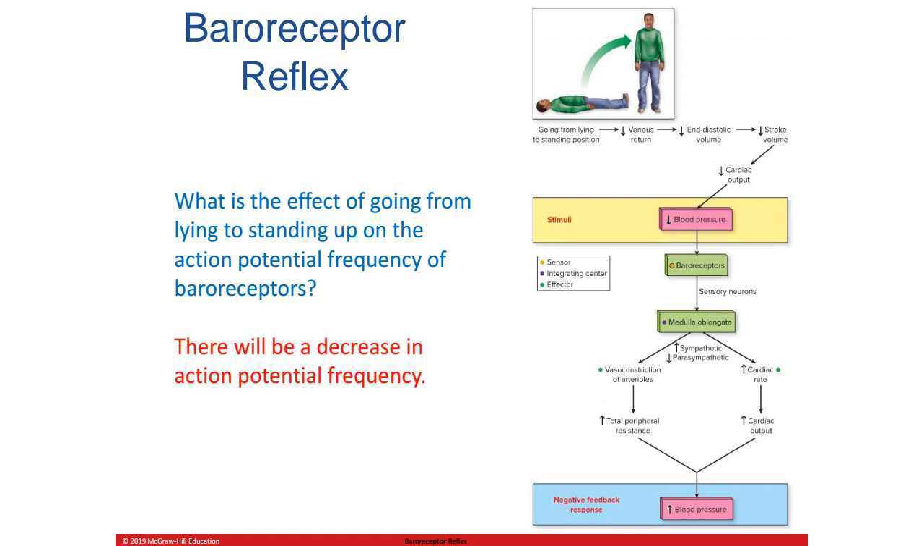So the answer to the question I posed earlier is there will be a decrease in action potential frequency. Recall that the higher the mean arterial pressure, the higher the action potential frequency within the baroreceptors.